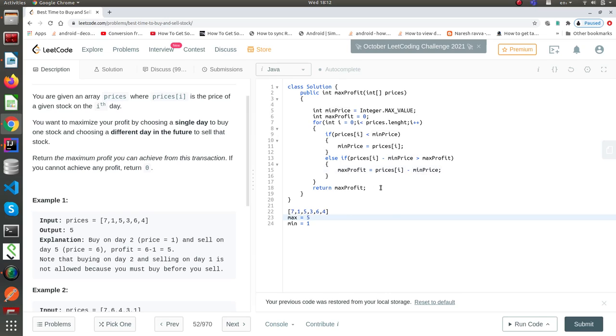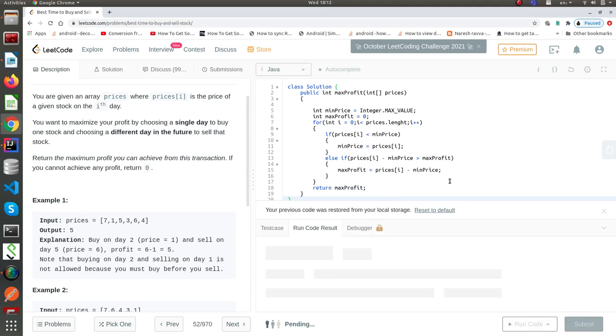And then i becomes 4 here. Price of i is 4. Is 4 less than the min value 1? No it's not, so 4 minus 1 is 3. Is 3 greater than our max profit 5? No. So at the end the max profit is returned, and the max profit is 5. Yeah, this is the one.